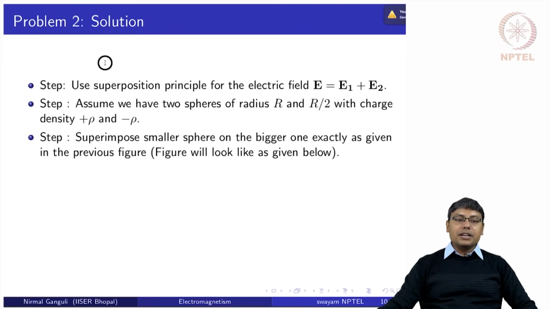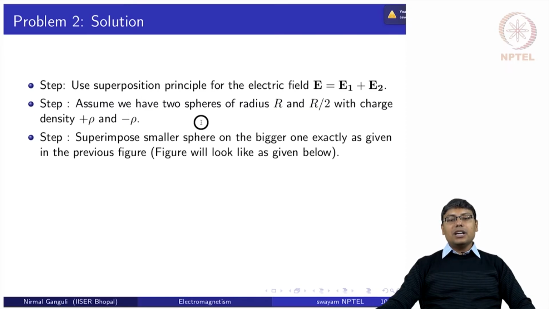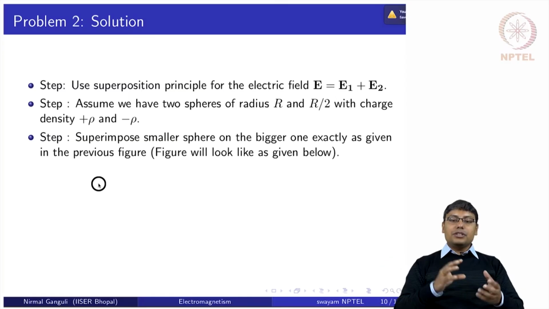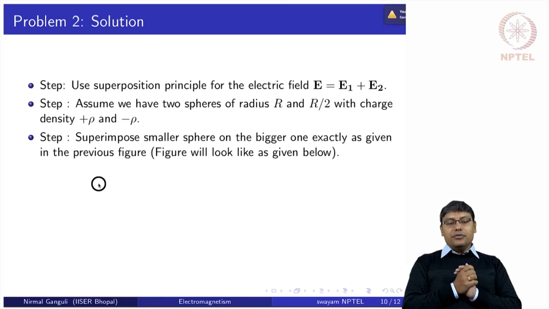Okay, so what are the steps that we will use to solve this problem? We use the superposition principle for the electric field. So the total electric field is the electric field due to one part and the electric field due to second part. E1 plus E2 gives us the total electric field, and we will assume that we have two spheres, one of radius r and the other one of radius r over 2, with charge densities plus rho and minus rho. And if we superimpose the smaller sphere on the bigger sphere, we exactly simulate the situation that we are given.